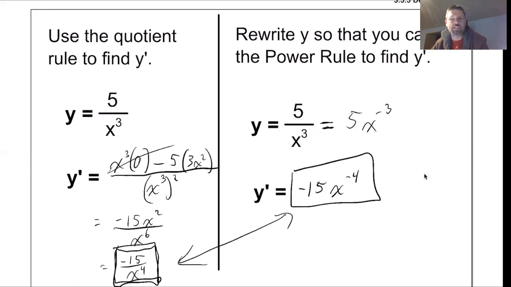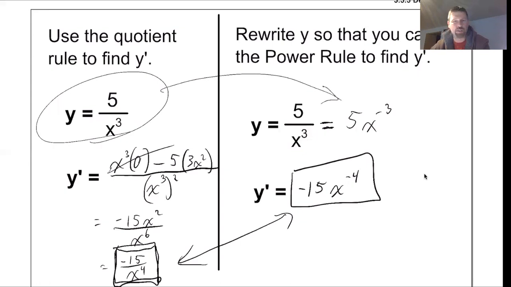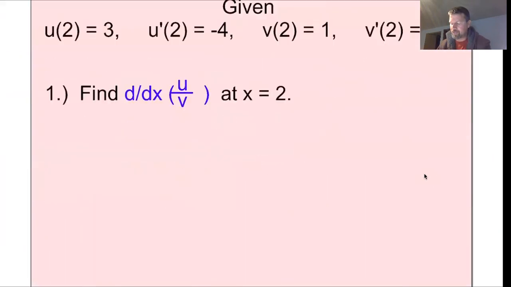All right, so just one thing to be aware of: quotient rule is awesome. I use it all the time, and a lot of times it's the only way to do it, but I don't use it just because I see a quotient. Sometimes we can rewrite it and make it quicker and faster. All right, let's get to the main stuff for today.